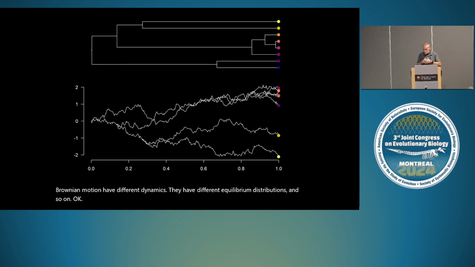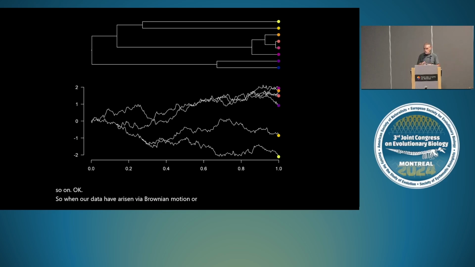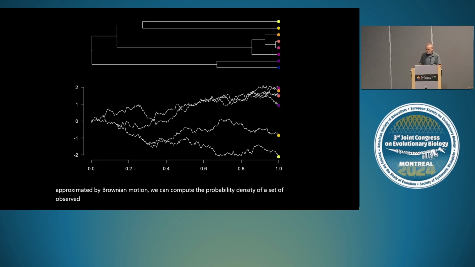So when our data have arisen via Brownian motion, or via a process that's reasonably well approximated by Brownian motion, we can compute the probability density of a set of observed values at the tips of the tree just by evaluating normal distributions. We typically need to compute this probability of our data if we want to, say, find the set of parameter values that make this probability the highest. These would be our maximum likelihood estimates.